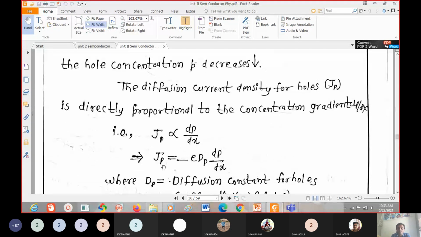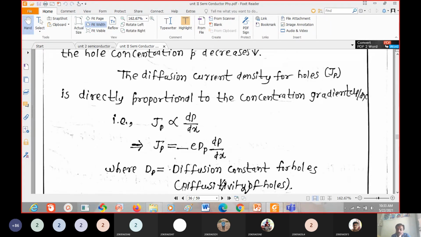Here Jp is equal to minus e into capital D suffix p into dp by dx. Here D is the diffusion constant, or diffusivity, of the semiconducting material for holes. This diffusion coefficient we can calculate using the Einstein relation. The Einstein relation is used for calculating the diffusion constant, but that is not required for you.